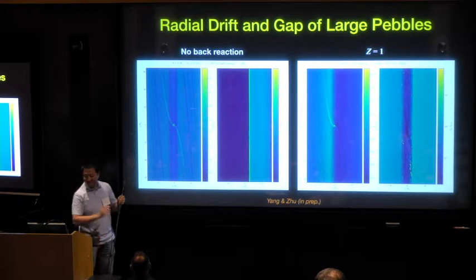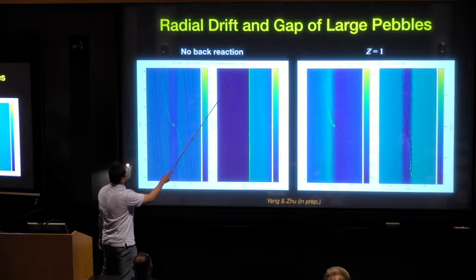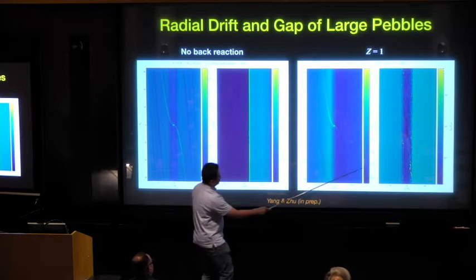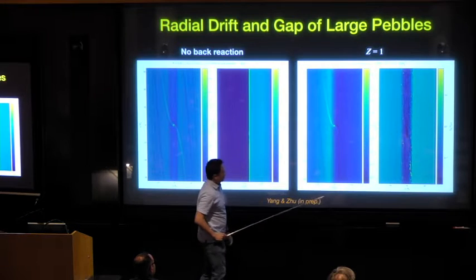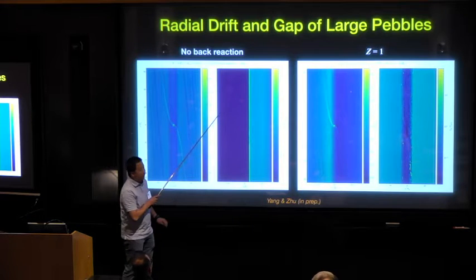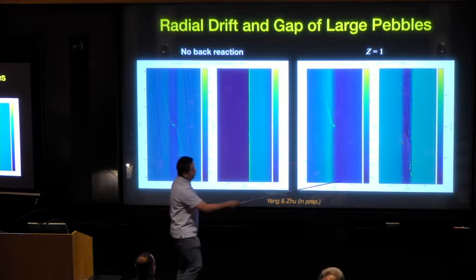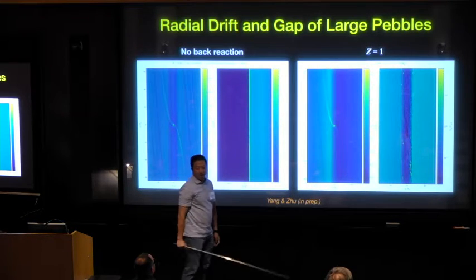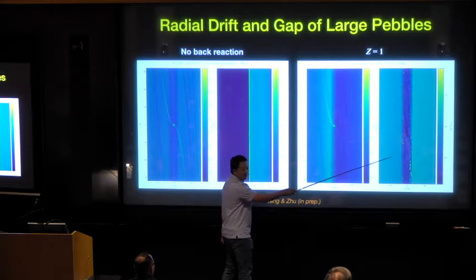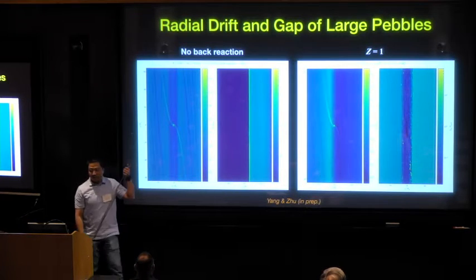I need to hurry up. Okay, the same thing happens with large pebbles. You also see a lot of vortices happening here. But the interesting thing for the large particles is that you see a fast depletion. There's no dust because of radial drift. But in this case, they're still here. So with back reaction, you can still filter your particles through the planet. So that's quite different results.